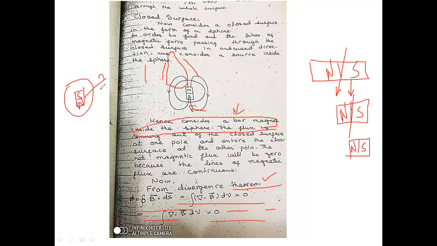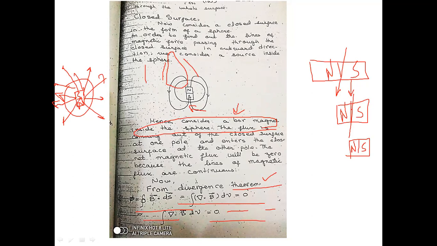So the flux lines are coming out of that closed surface, just like we have considered a closed surface in the Gaussian theorem, and that surface was called the Gaussian surface. So in this case we have a sphere, and the magnet is enclosed. In the Gaussian theorem, we have considered a charge enclosed in the closed surface, but this is the case for the magnet. Hence, consider a bar magnet inside the sphere.